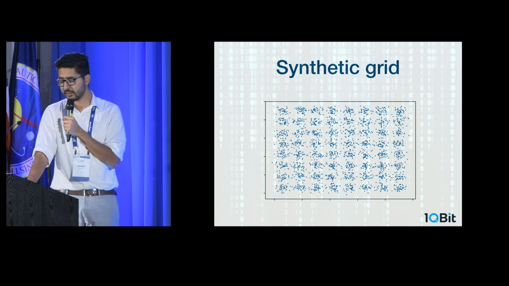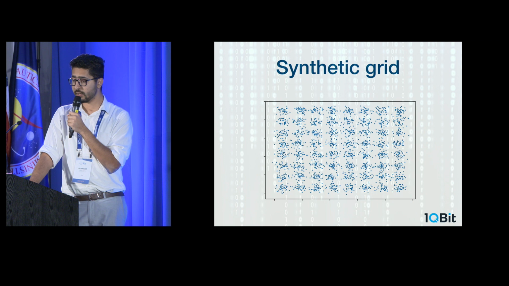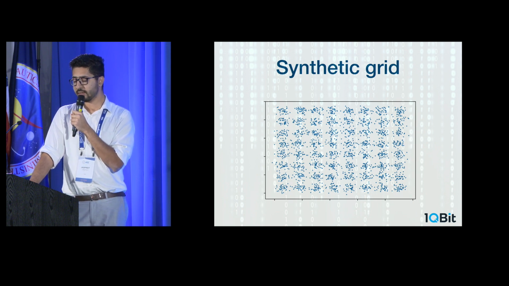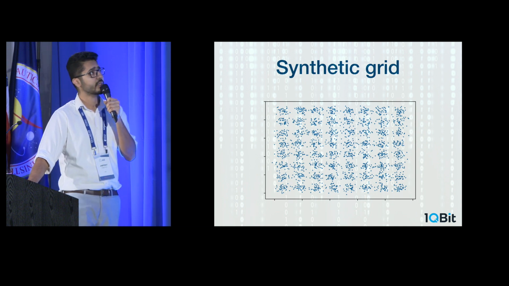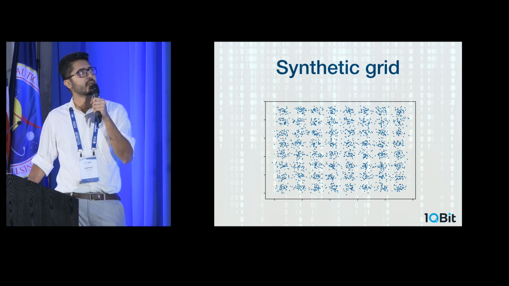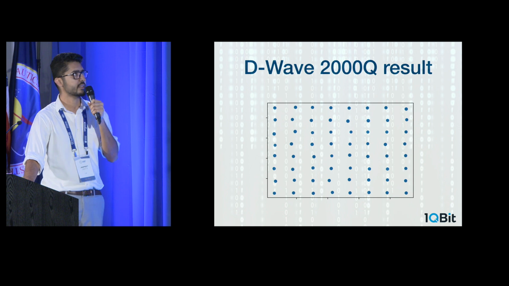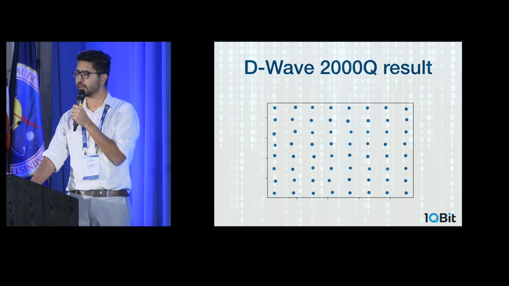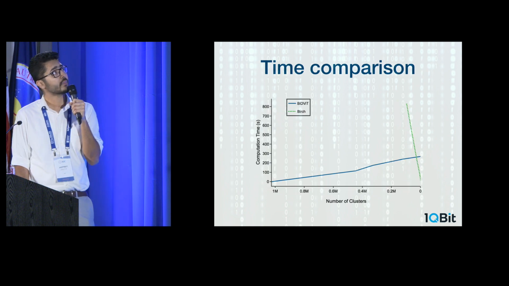Then we looked at another data set that clustering algorithms use a lot to benchmark. It's a synthetic grid with a certain mean and variance. Every group here has 40 points, and we have 64 such groups. And this is what the coarsening looks like. So yeah, D-Wave does do well.